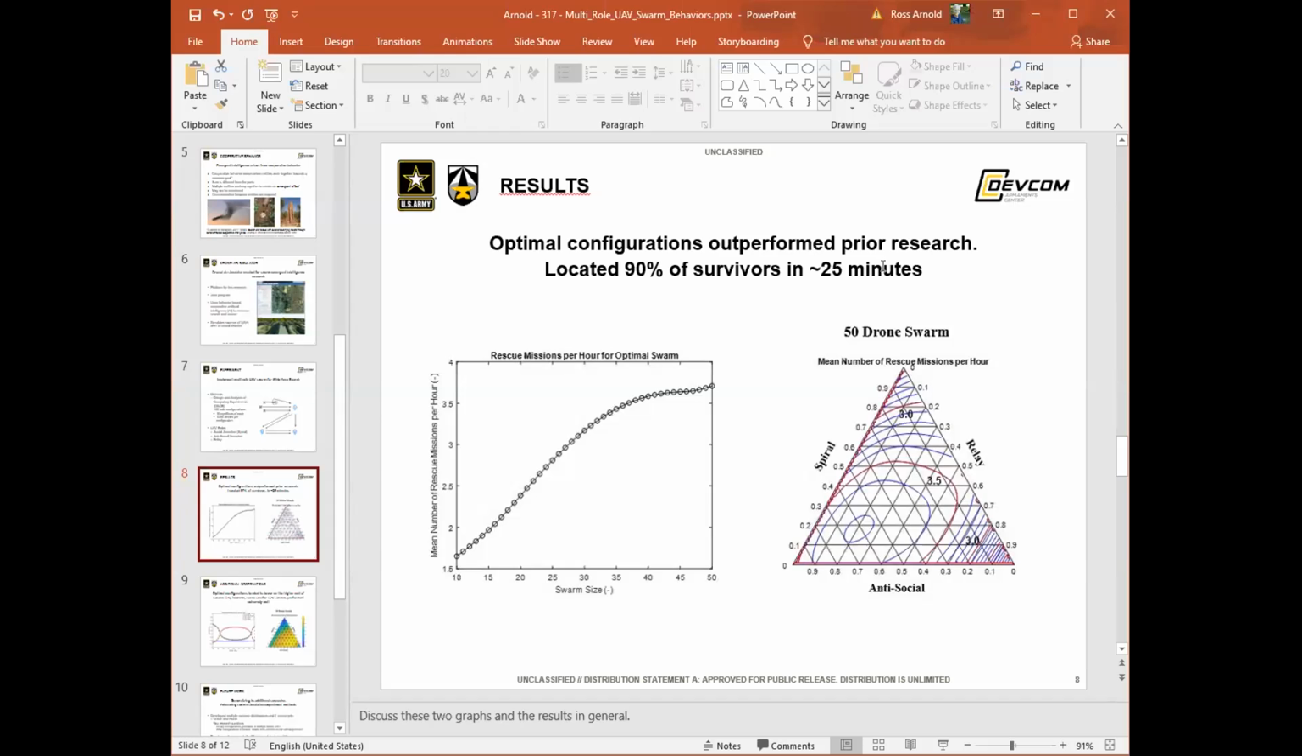And we also noticed that the distribution of relay drones vastly affected the system, more so than our spiral and antisocial roles. And that probably is because the relays are not actually actively searching, they're maintaining a distance between other drones, and therefore they don't search as effectively.